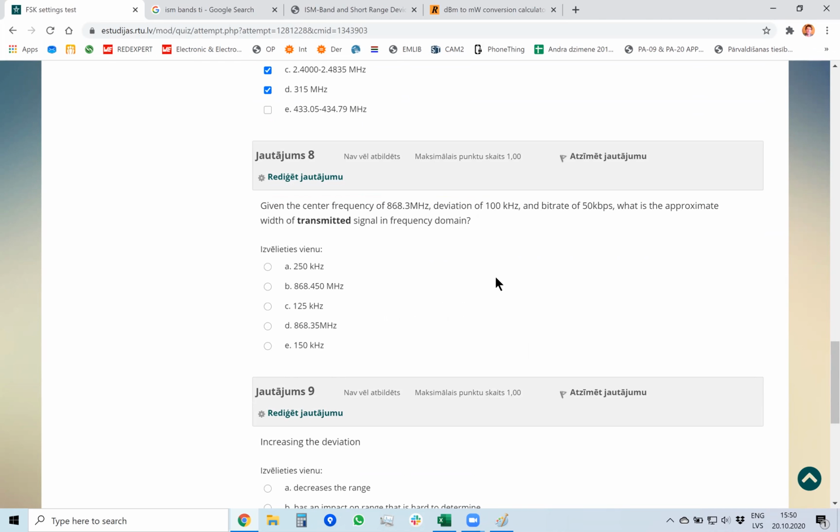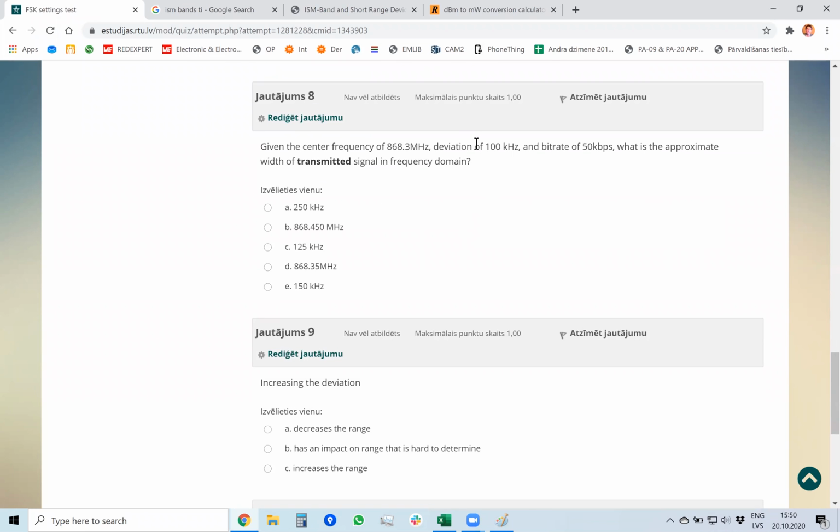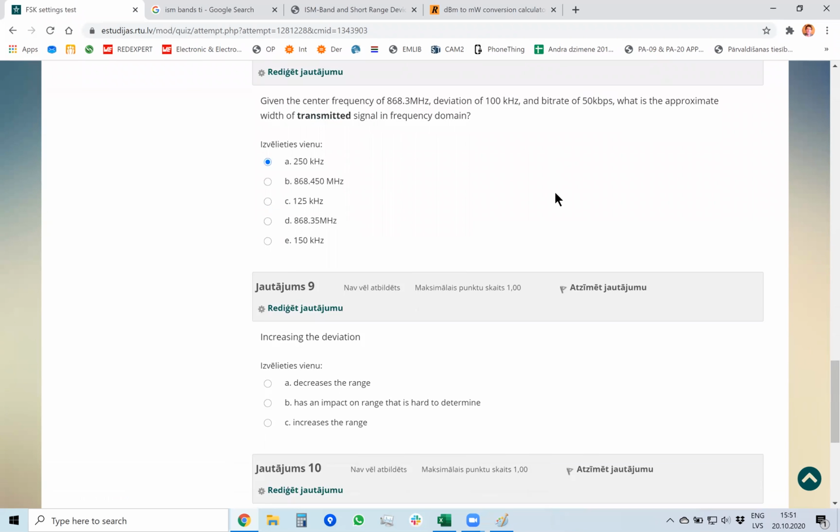Next, given the center frequency 868.3 megahertz, deviation 100 kilohertz, bitrate 50 kilohertz, what is the approximated width of the transmitted signal in frequency domain? You know, it's simple. Deviation plus bitrate, I think, is the formula. TX bandwidth is 2 times deviation because it's to the 0 and to the 1, plus half of bitrate plus half of bitrate. 2 times deviation 200 plus 50 is 250. So this is the correct answer.